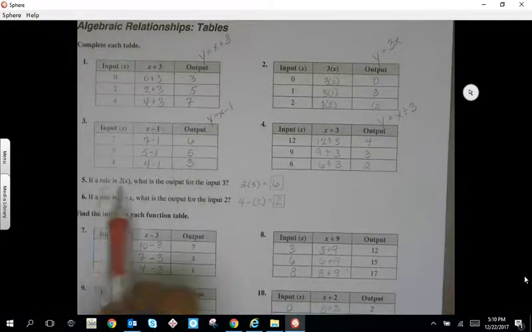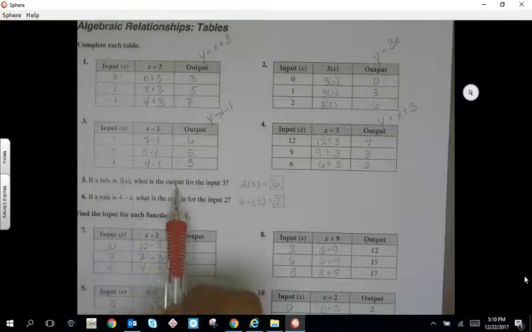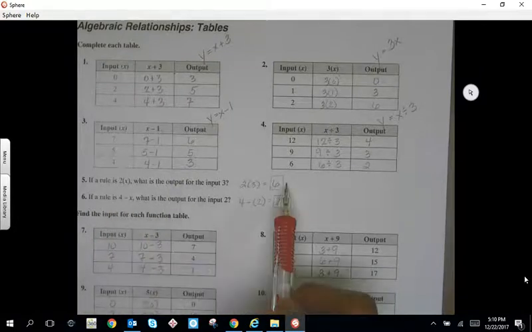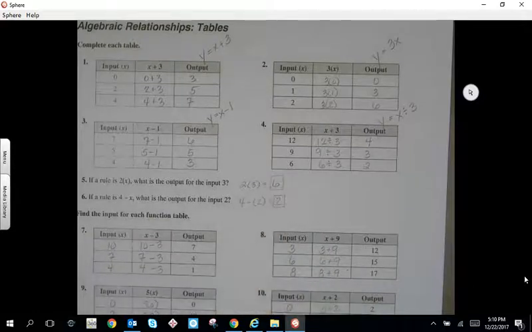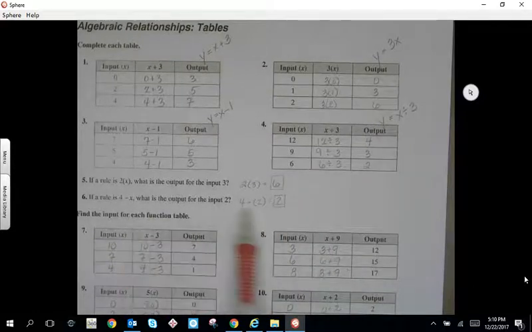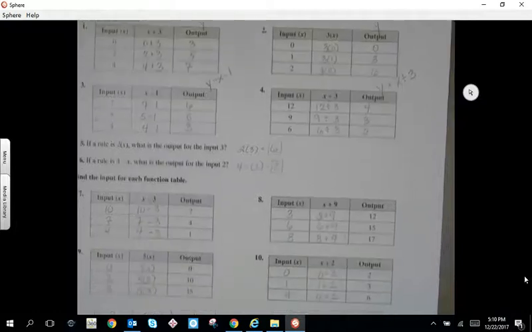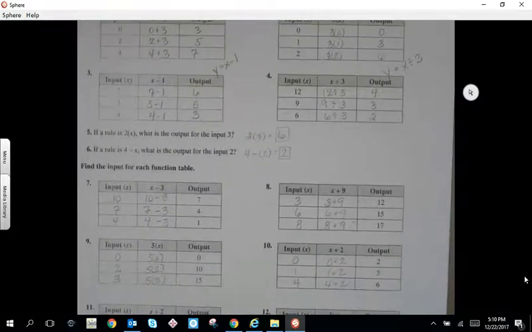So for 5 and 6, it gave you the rule. What is the output when the input is 3? 2 times 3 is 6. Same thing, what is the output when the input is 2? 4 minus 2 is 2. Pretty good, huh?